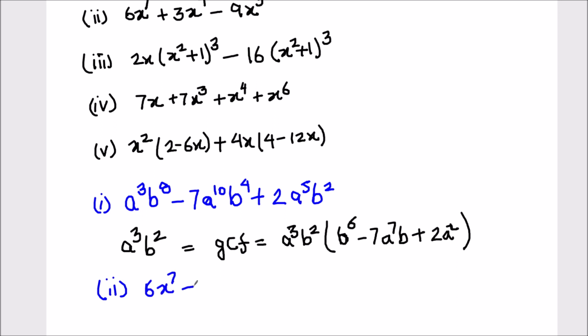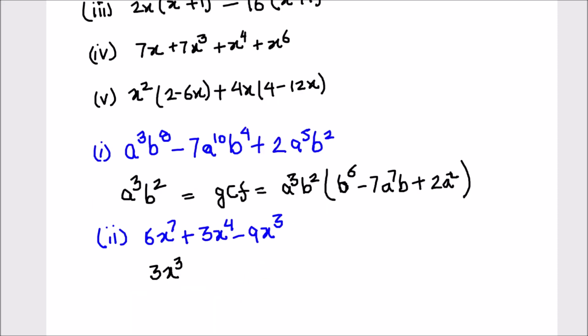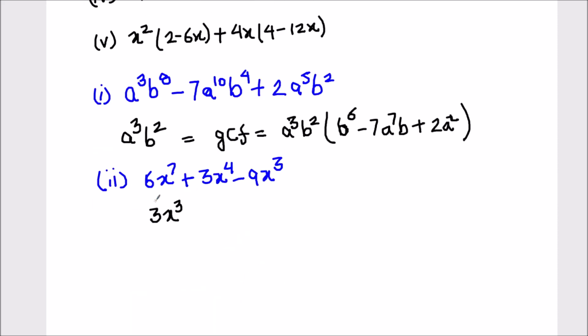6x raised to power 7 plus 3x raised to power 4 minus 9x cube. From 6, 3 and 9, we can factor out 3 because 3 times 2 is 6 and 3 times 3 is 9. And from the x term, there is x cube here, x to the power 4 here and x raised to power 7. So we can factor out x raised to power 3, which is common to all the terms. So our GCF is 3x cube.